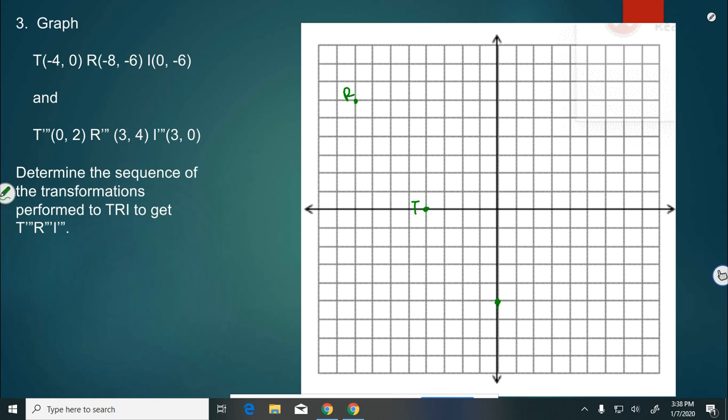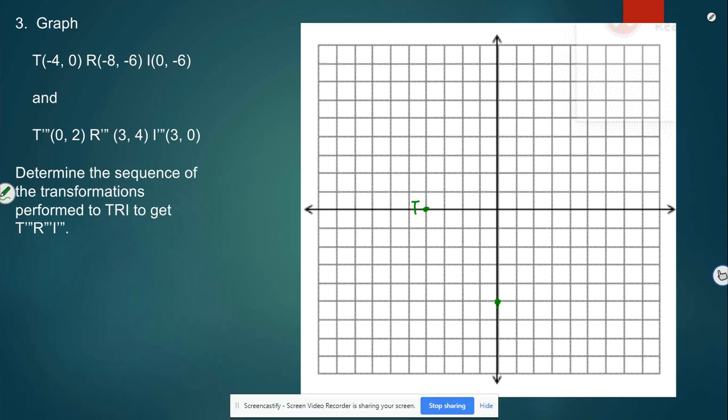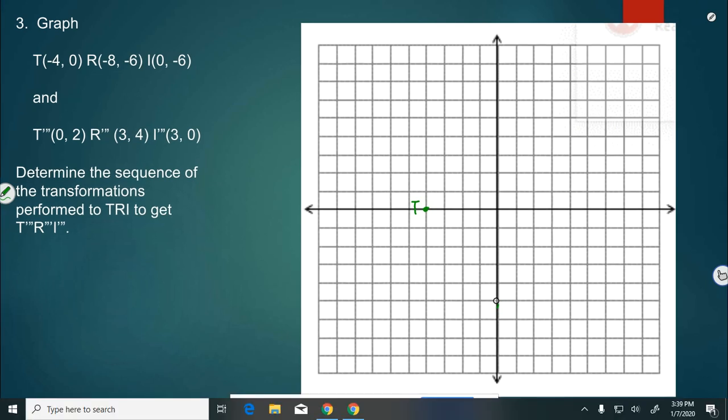Oh, I made a mistake. Hopefully you caught that mistake. That R shouldn't be way up there. It's -6. So R is going to be -8, -6 down here. That makes more sense. So let me fix those because I definitely made a mistake. So R is left 8 and down 6 right here. And I is stay at 0, down 6 right here.